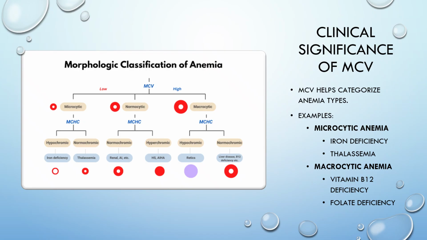Once we know whether the red blood cells trend microcytic, normocytic, or macrocytic, we combine that information with other indices, morphology, and clinical data to refine our interpretation. So MCV is often the first sorting step in evaluating anemia patterns, but it always works in combination with the rest of the hematology picture.